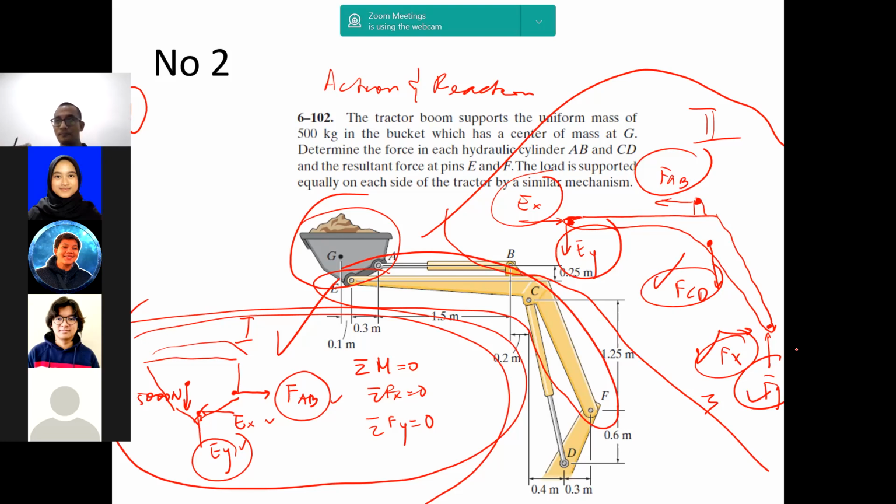As usual, the main core of the problem is determining the two force members. So you can see that determining two force members is very important. Okay, good. That's the way to solve number 2.